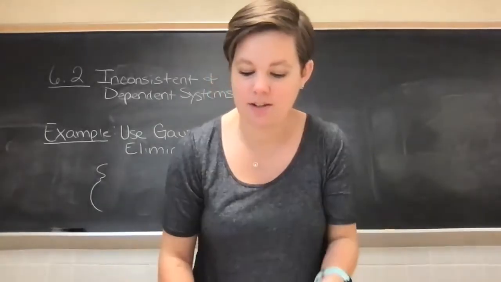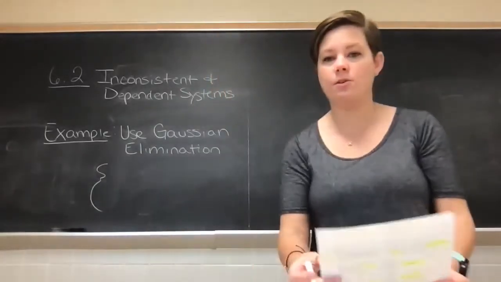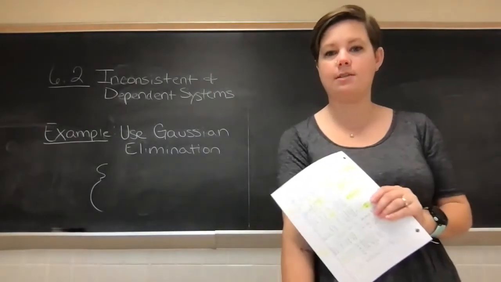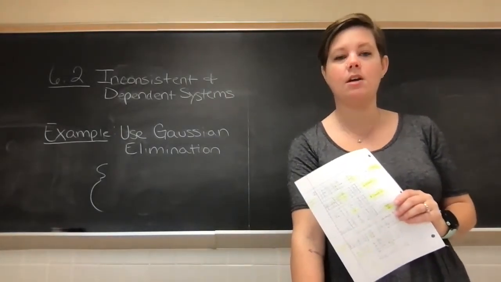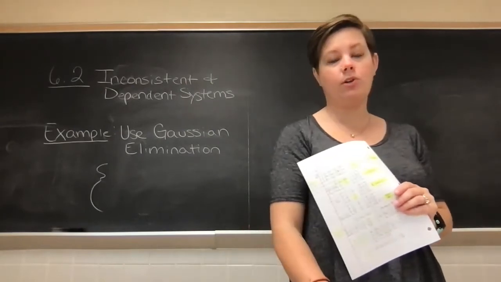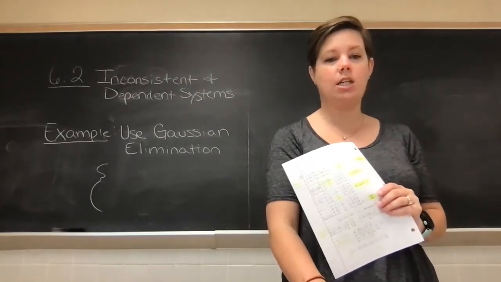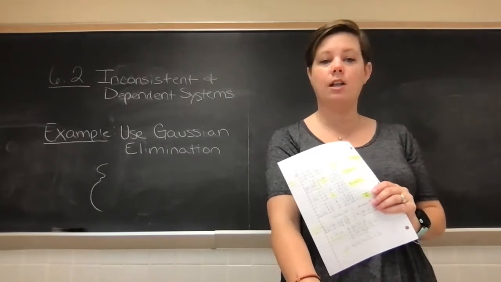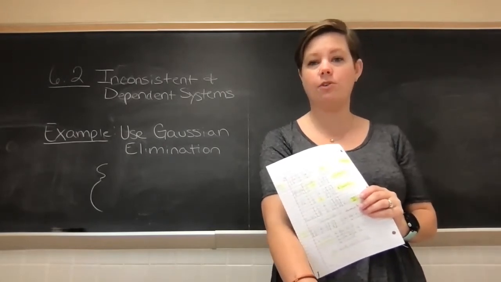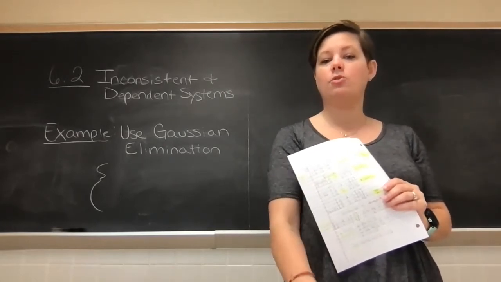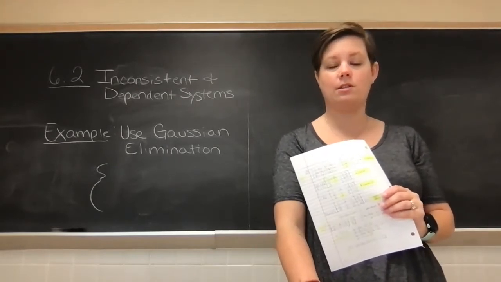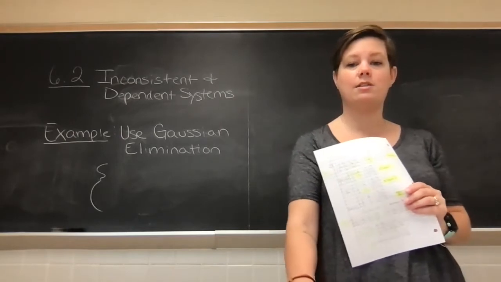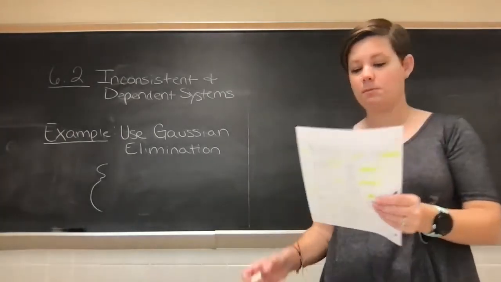Hey guys, so we're going to do the notes for chapter 6 section 2, which is over inconsistent and dependent systems. So from 6.1 we learned how to use the Gaussian and the Gauss-Jordan elimination methods in order to solve our systems of equations. So today we're just going to use the Gaussian method in order to solve these systems and determine if we have inconsistent or dependent systems.